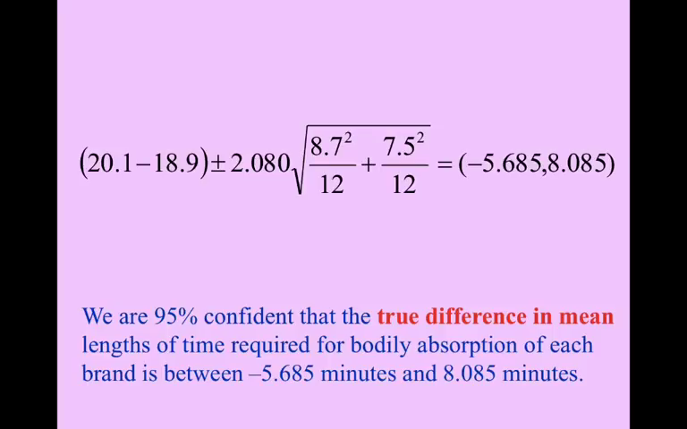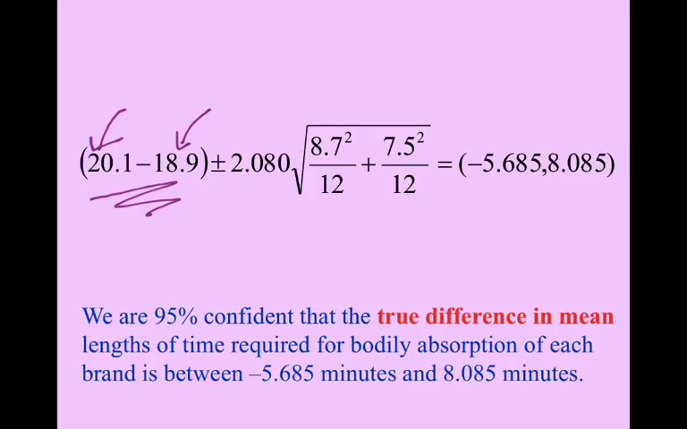So this is where you're going to say the true difference or the population difference or the actual difference, and we're looking at difference in mean lengths of time required for bodily absorption. So when we take a look at this calculation right here, we're looking at the difference in the length of time, the mean length of time for brand A and brand B.